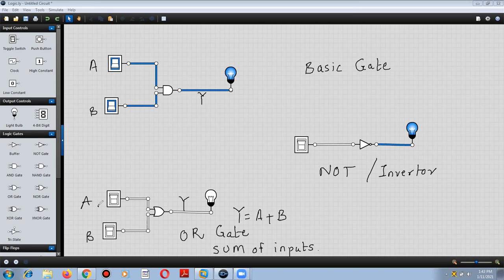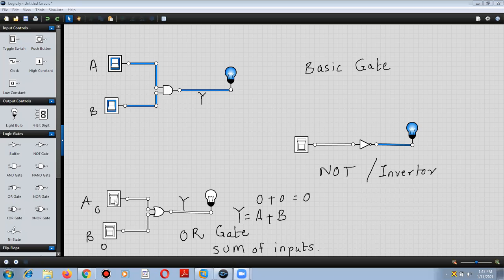Now initially both the inputs are 0. So the summation of 0 plus 0 is 0. Therefore the bulb is off over here. As I told you, off can be considered as 0. Okay. Now we'll consider the second case.